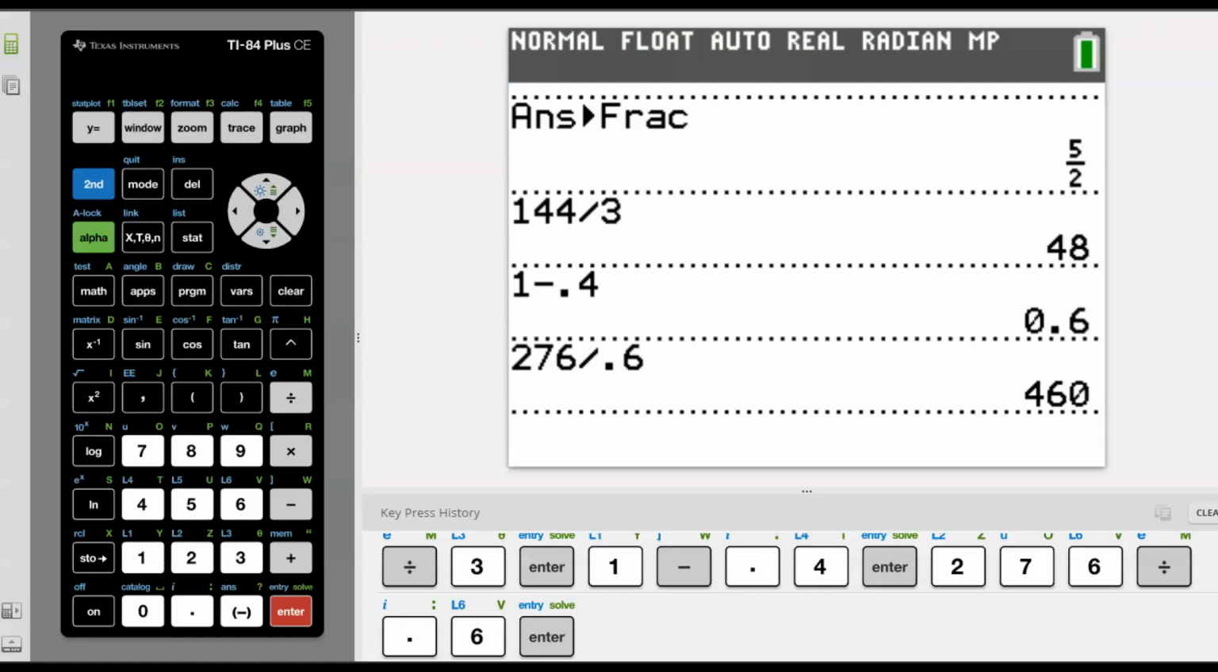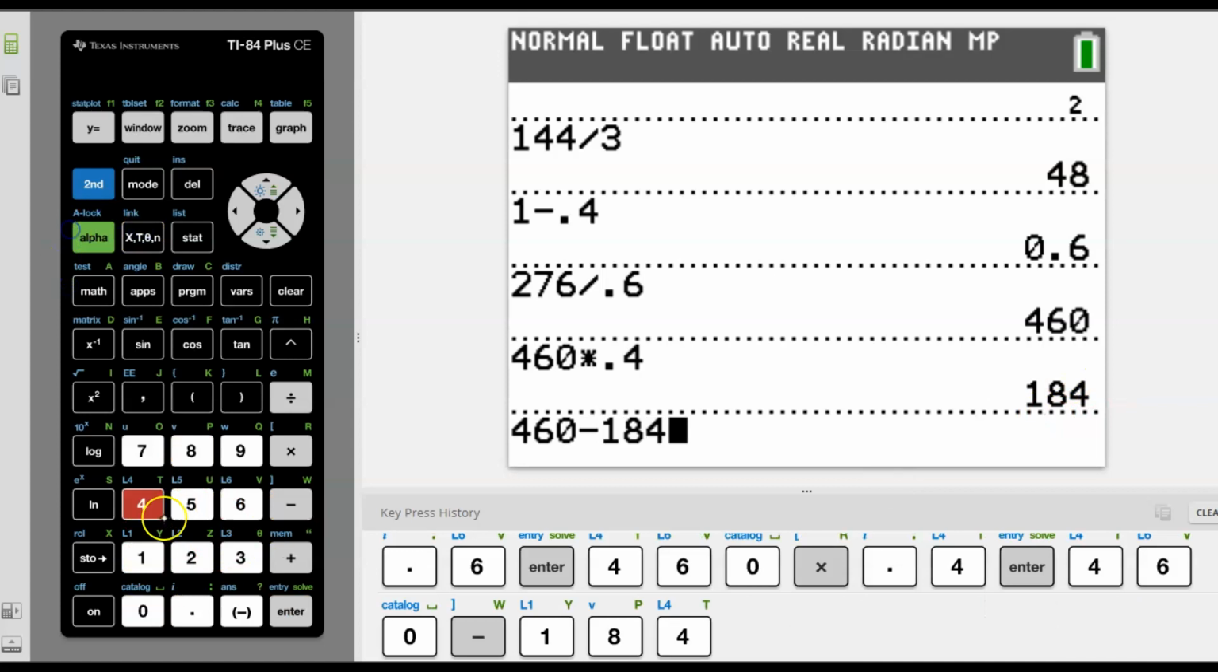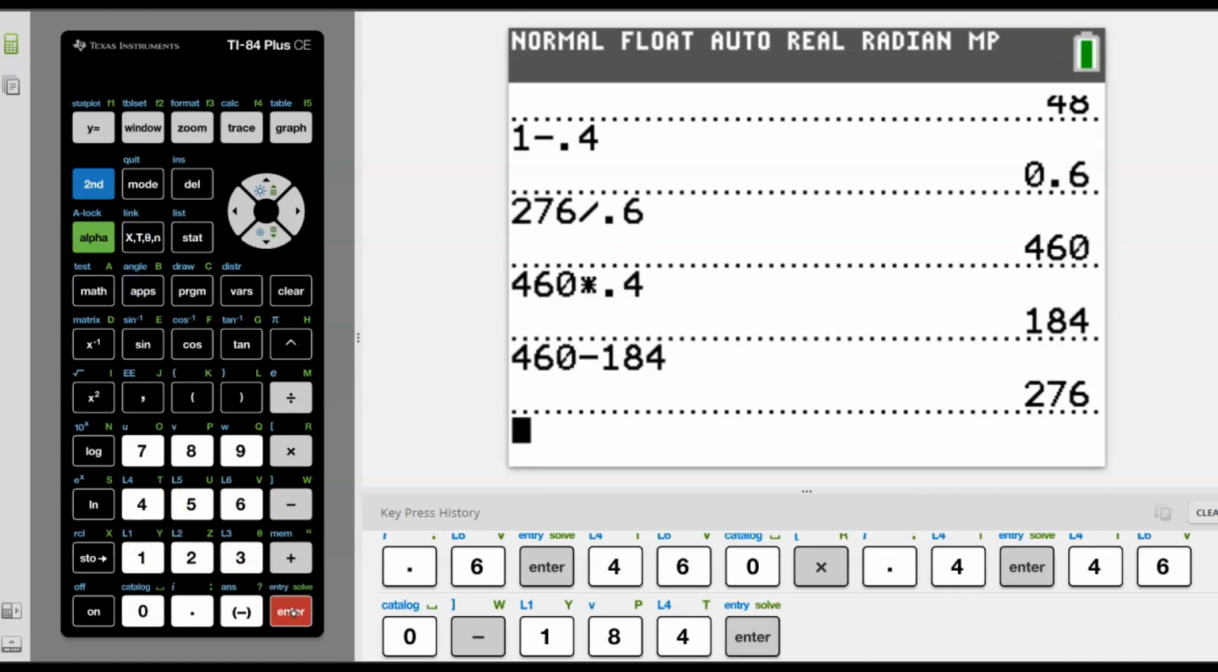So you can also check that. You do 460 times 0.4. So that's the price you'll subtract. So 460 minus 184, and you get your 276. So that's how much your camera was.